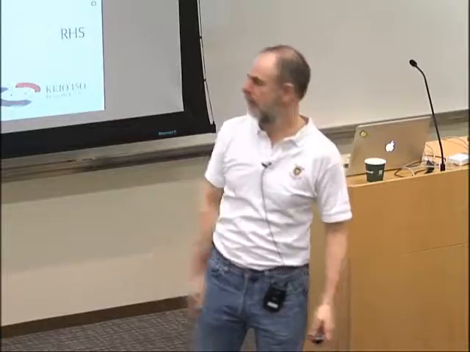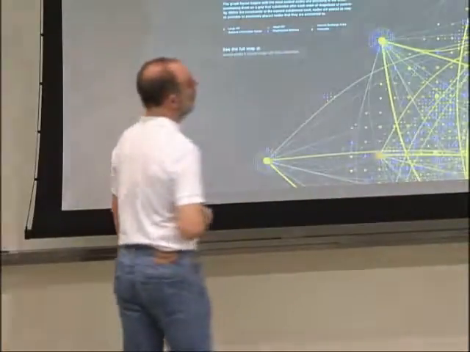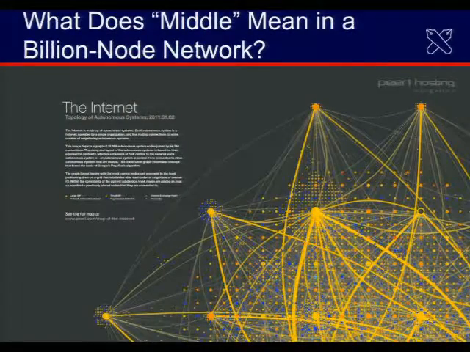Okay? It's great in theory. The question is, in a billion-node network, how do you find the middle? What's the middle of the internet? What's the middle of a connection between here and Tokyo? We need approaches to doing that. So here's your network as a whole. Where's the middle?